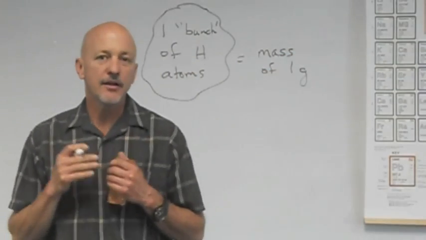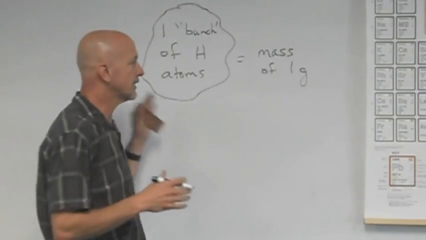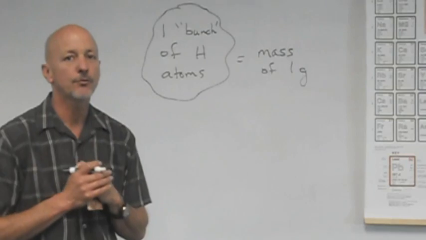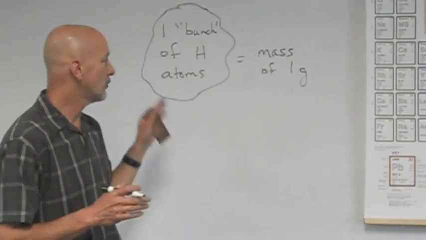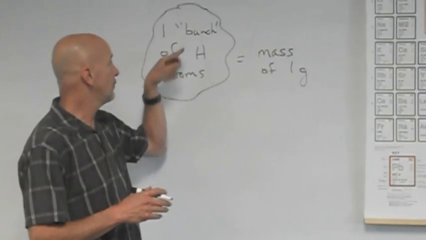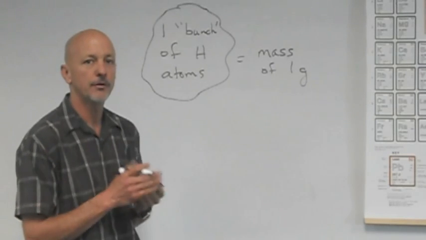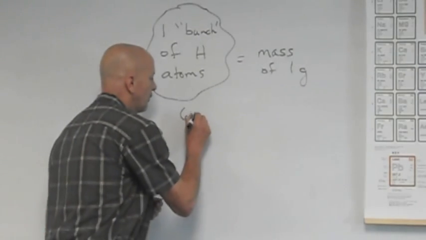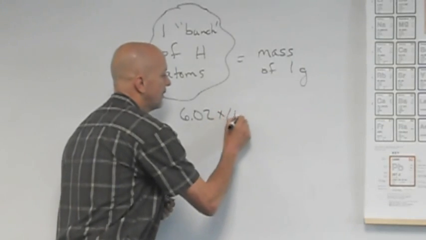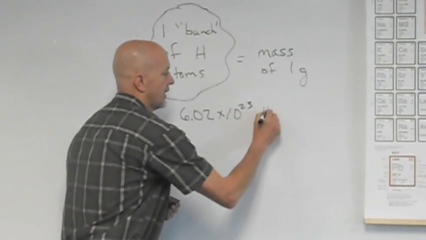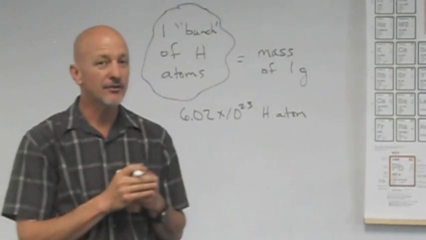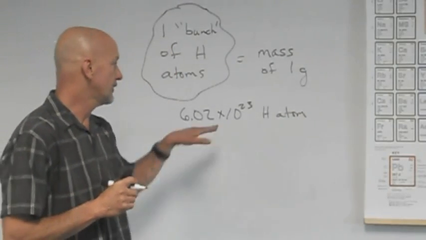So I'm going to get enough hydrogen atoms, gather them all together, and keep piling them up, until the mass of these hydrogen atoms equals 1 gram. And I'm going to call whatever quantity that is a quantity of one bunch. Well, it turns out that it takes 6.02 times 10 to the 23rd H atoms. That's how many I have to gather up before I even get to a mass of 1 gram. So these things are really small.